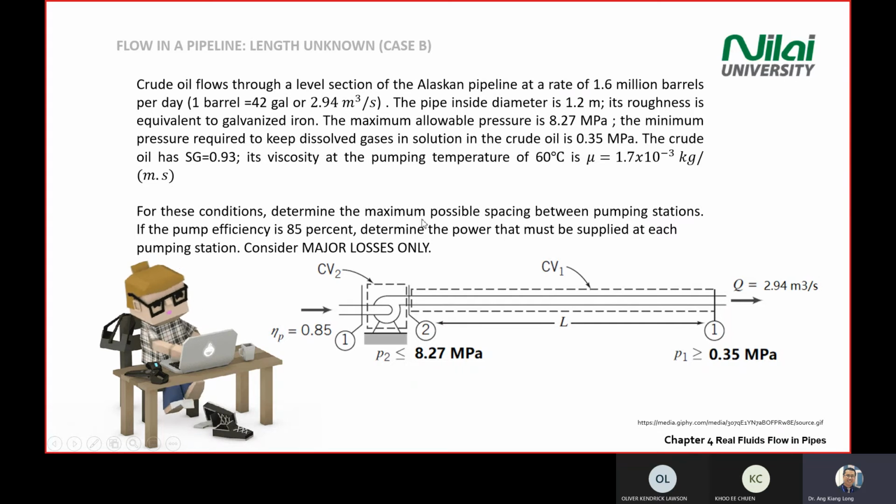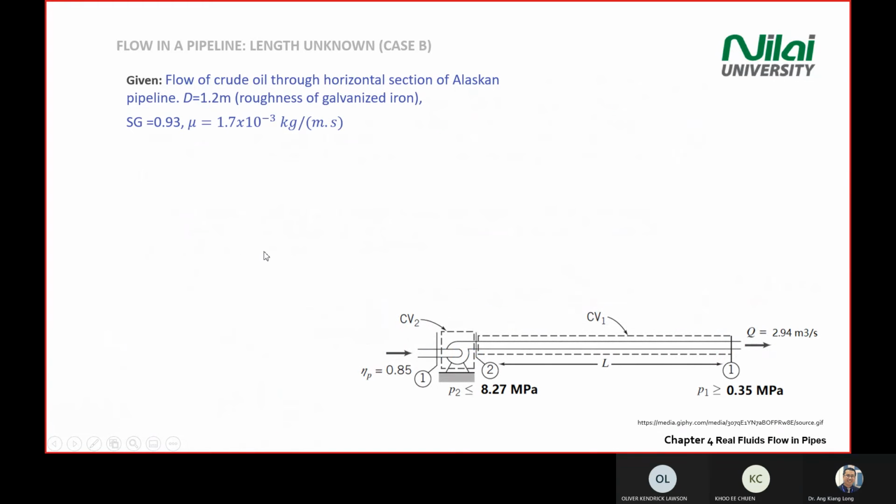So you see, this question asks you about the L over D kind of question, the length. If the pump efficiency is 85%, you need to determine the power that must be supplied at each pumping station. We consider the major losses only. The efficiency is 85%, or your efficiency equals 0.85. All right, so how do we solve? We need to find two things. One is the maximum spacing, which is our L. The second one is the power.